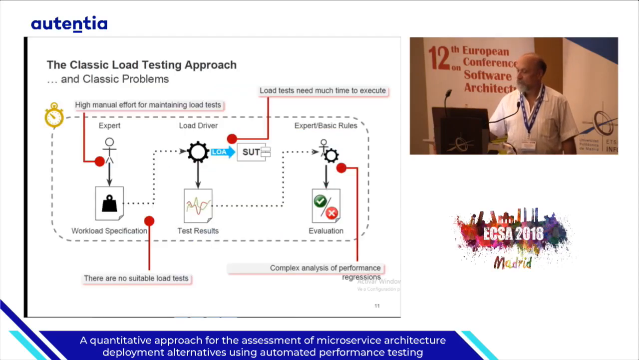So the classic load testing approach is that you have an expert, a guy that knows everything, and there is high manual effort for maintaining load testing, right? That's a problem that you have. Then there is some system under test, and the test takes a long time to execute, right? That's another problem. Then you have very complex analysis of the results for regression. And usually they are not suitable tests. So this classically takes a very long time and it's hard to maintain, right? So classically, it's a hard problem.